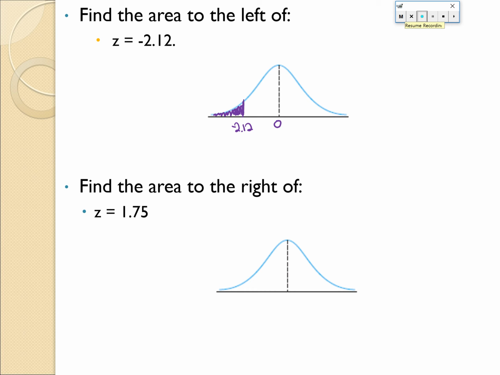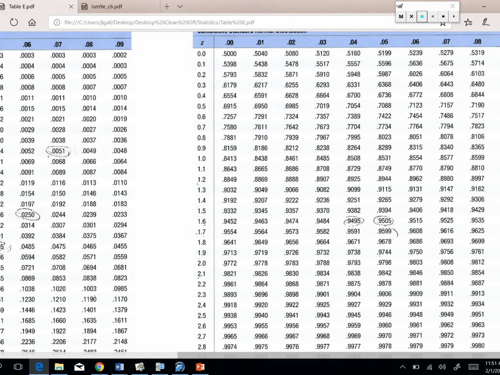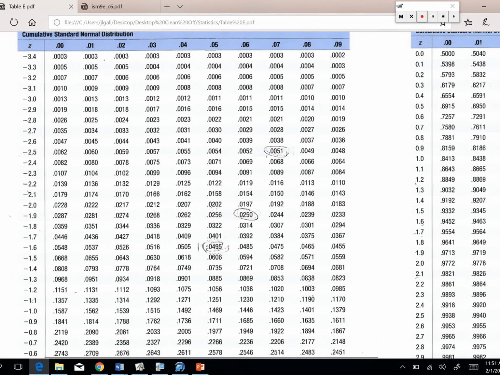So now we're going to use Table E. It's on page 788 in your textbook. If you want to flip to that, I will also have it up here. And our z value was negative 2.12.